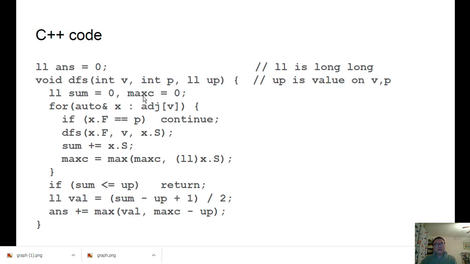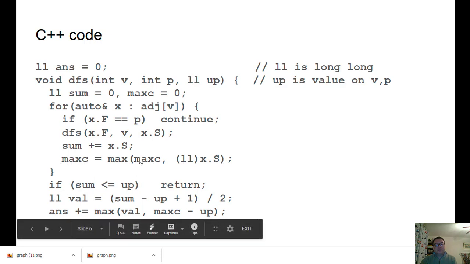Max C is the maximum value from one of the children, and sum is the sum of those values. So I traverse through all the nodes that are adjacent, skip the parent, and do the DFS traverse, and then I add to the sum and compute the max. Then there are 3 lines to take care of the rest of the logic.